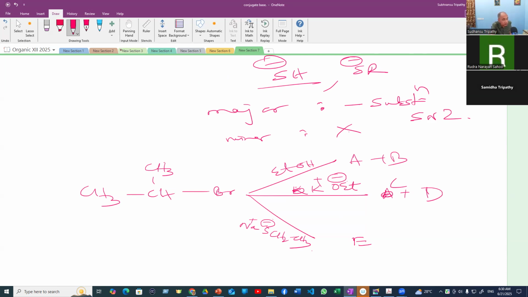You are taking a 2 degree substrate. I told you that for 2 degree substrate discussion, it will behave like 3 degree. The common point is there; the one extra point here is that in 3 degree the only product that will be substitution.